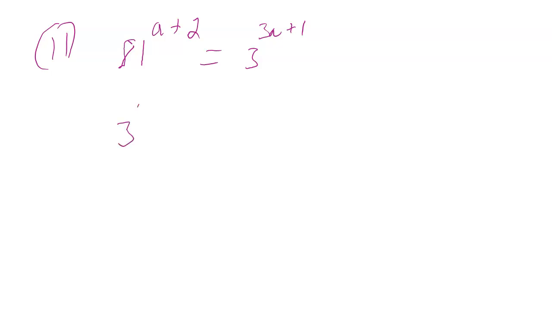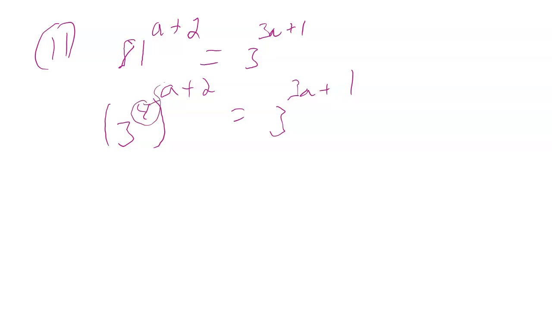11. I got 81 to the a plus 2 is equal to 3 times 3 to the a plus 1. Get this in base 3. It turns out that 3 to the 4th power is 81. That's not too hard because 9 times 9 is 81 and 3 squared is 9. So you get 3 squared times 3 squared, which is 3 to the 4th. And this is raised to the a plus 2. And this is 3 to the a plus 1.